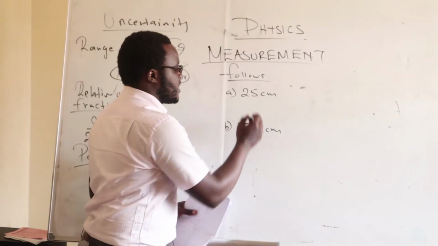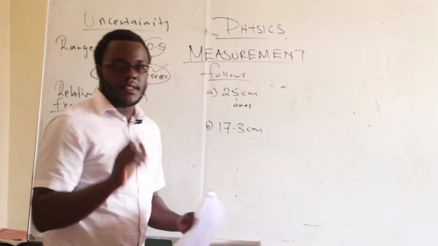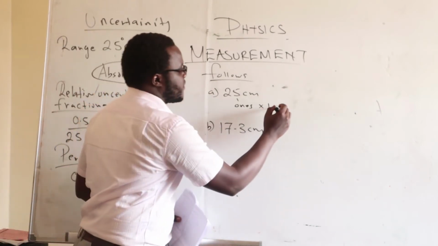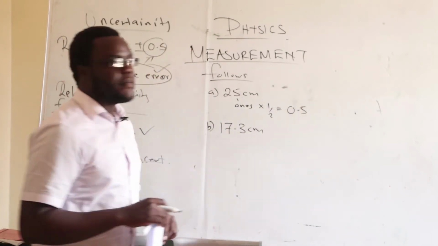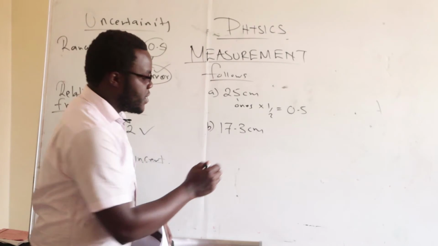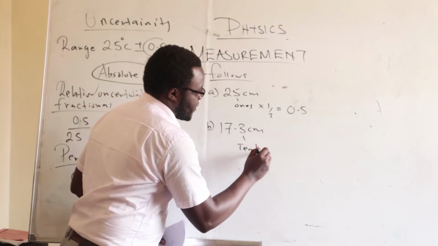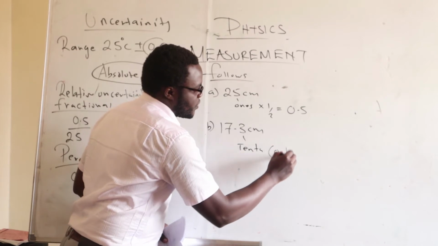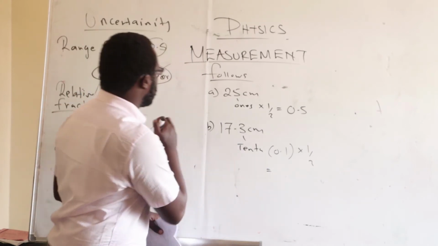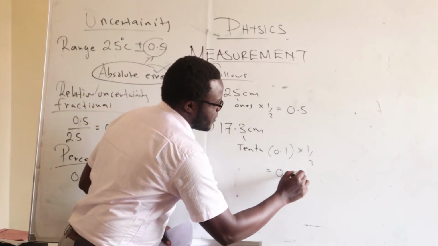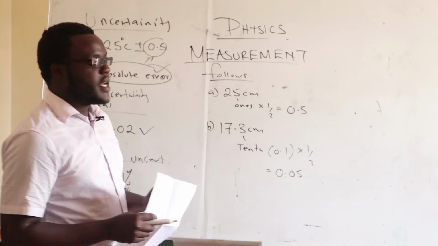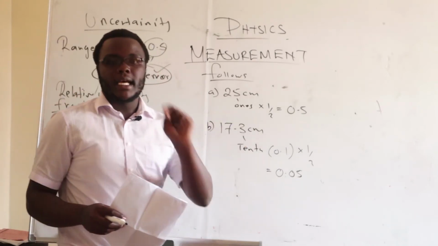Therefore, for the first case, I take the ones as the lowest place value in this case, and I multiply it by a half. That's the same as saying 1 times a half, giving me 0.5 as my absolute error in this case. For the second part, the smallest place value is a tenth. Therefore, it can be represented as 0.1 times a half, giving me the absolute error as 0.05. Therefore, you can always get the absolute error of any value that you are given by multiplying the smallest place value times a half.